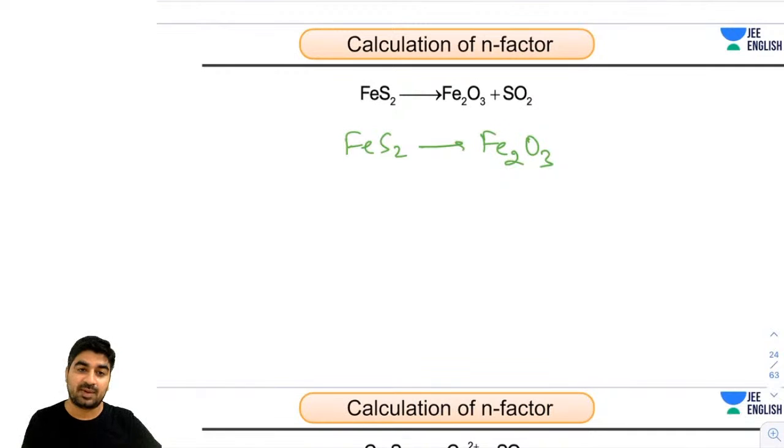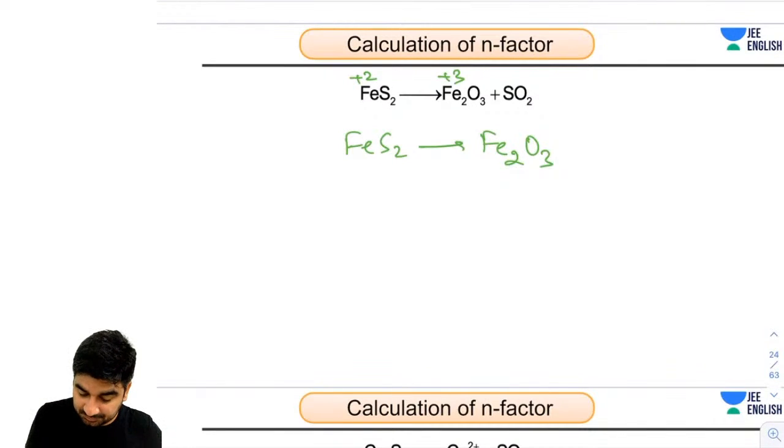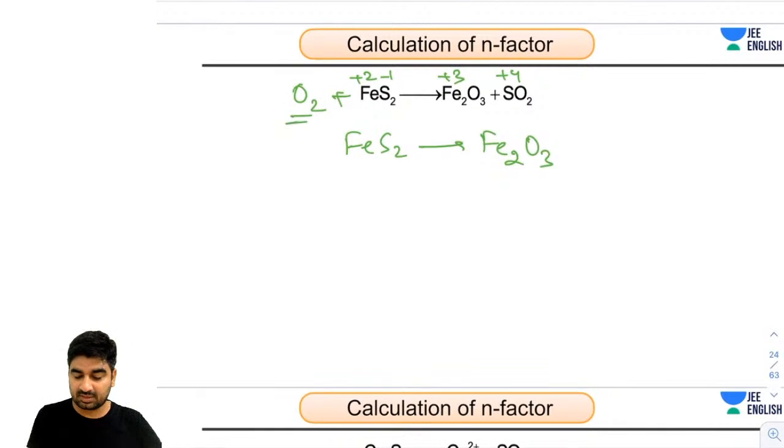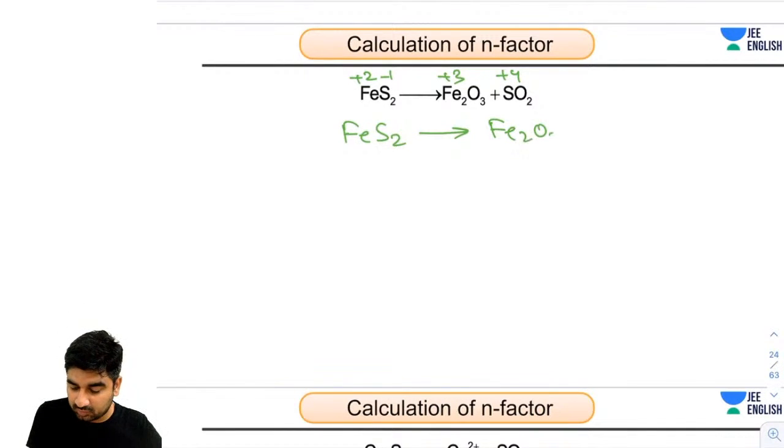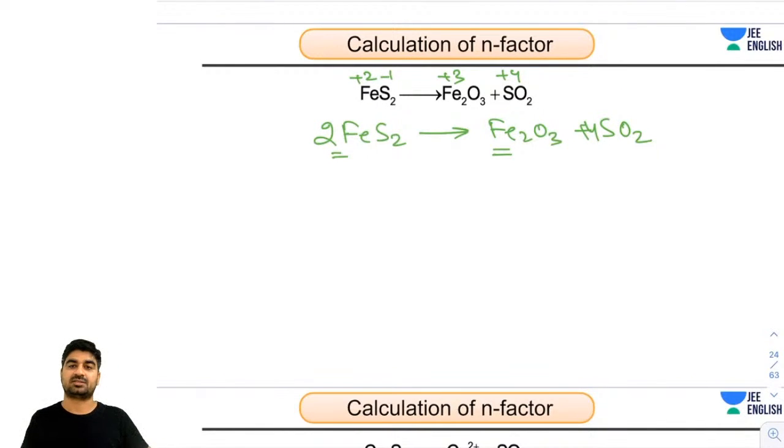And guys, now just balance it. Here you can see this is +2, this is +3. So Fe is being oxidized, and sulfur -1 to +4. Sulfur is being oxidized, and oxygen is not given. Actually O2 should be there, but right now I'm just writing the half reactions only. So I will write Fe2O3 and SO2. So just do this. Now Fe is balanced and 4 S are there. Now sulfur is balanced, right, guys?